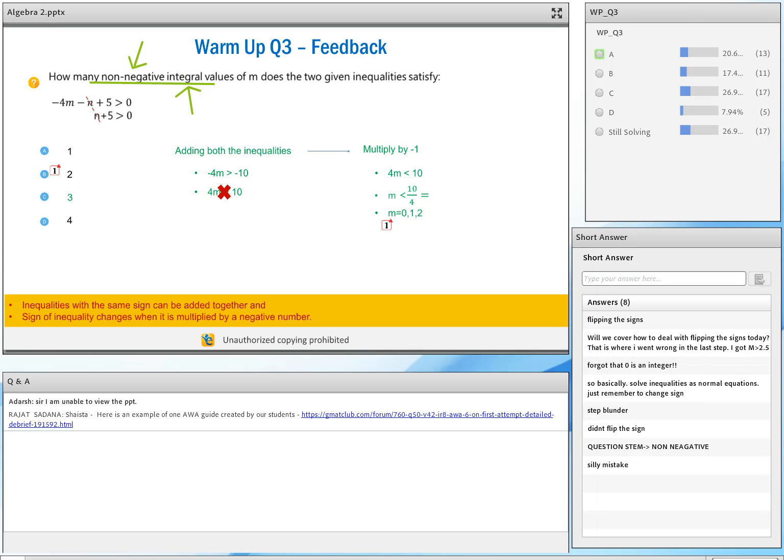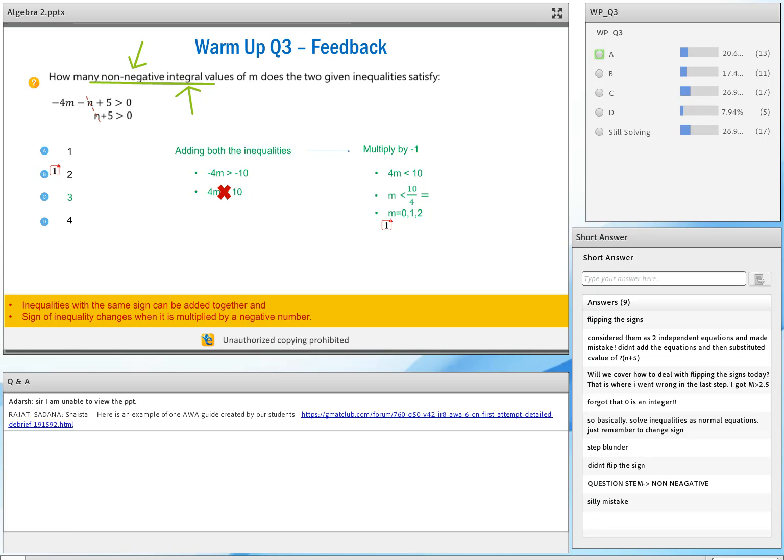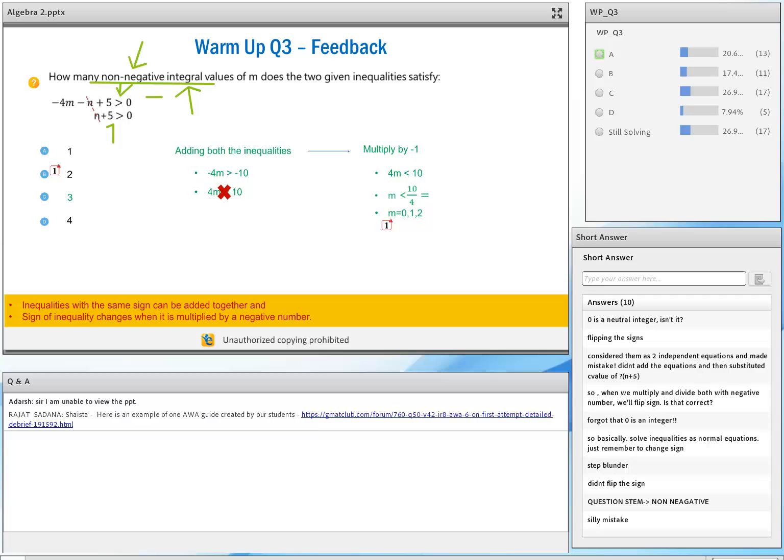So I have another comment here. So basically solve inequalities as normal equations. Just remember to change the sign. Absolutely, but there is one more thing. You always have to make sure when you're considering them as a normal equation, the sign of the inequality needs to be the same for both, and that's what we call bringing the inequality in a standard form. You cannot add this inequality with this inequality if, let's say, you had a less than sign over here, you'll have to flip the signs.